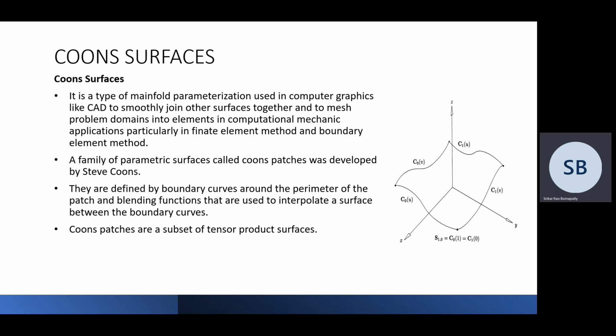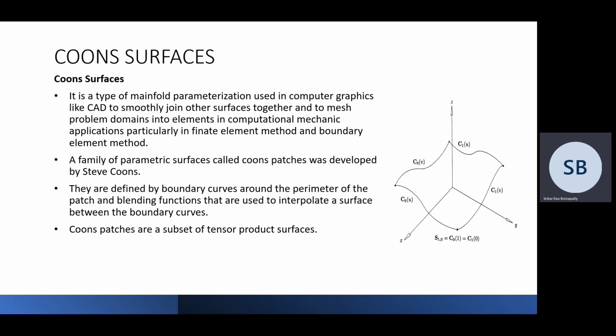Next comes the Coons surface. A Coons surface is a type of manifold parametrization used in computer graphics like CAD to smoothly join other surfaces together and to mesh problem domains into elements in computational mechanics applications, particularly in the finite element method and boundary element method. A family of parametric surfaces called Coons patches was developed by Steven Coons. Steven Coons developed Coons patches in 1967.